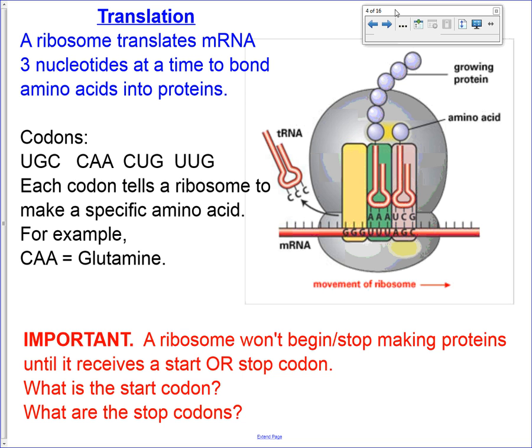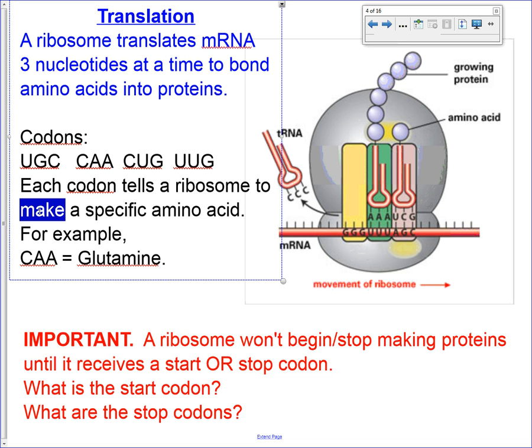At its core, translation is a process that takes place at the ribosome, and it's going to translate mRNA 3 nucleotides at a time to bond amino acids into proteins. Another way to describe 3 nucleotides is as a codon. A codon is just 3 nucleotides. Here we have 4 codons: 1, 2, 3, 4. And each codon tells a ribosome to assemble the next amino acid.